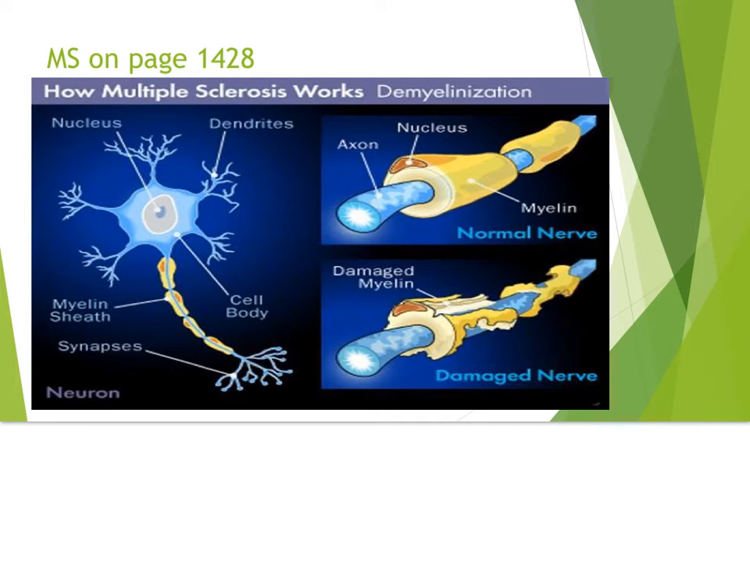Okay, we're going to get started. Just short reviews of the chronic neurological diseases that we have done in class for the group projects. First one will be MS, and it starts on page 1428.